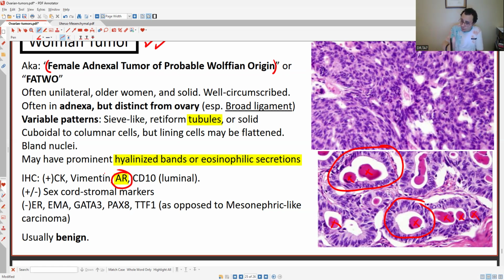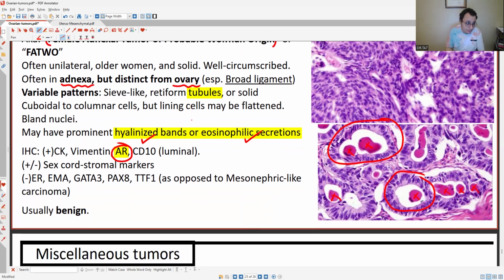However, if you see gland-like tubules with these pink hyaline or hyalinized bands or eosinophilic secretions inside, and it's telling you that this tumor is AR positive, then that's Wolffian tumor, or female adnexal tumor of probable Wolffian origin. It's usually in the adnexa, distinct from the ovaries, somewhere in the broad ligament. It's not from the tube either, but it's just in there, in the adnexal structure inside the broad ligament.